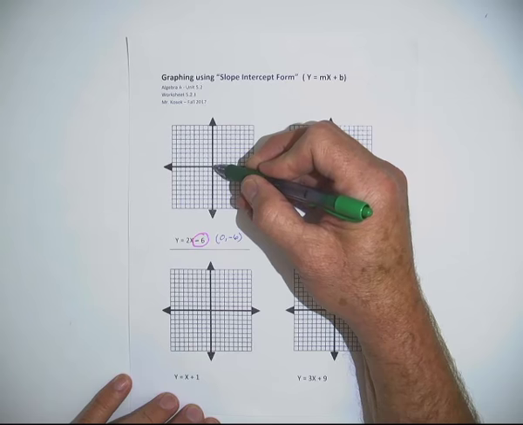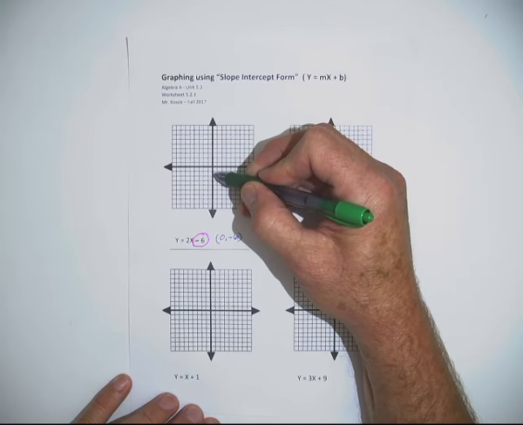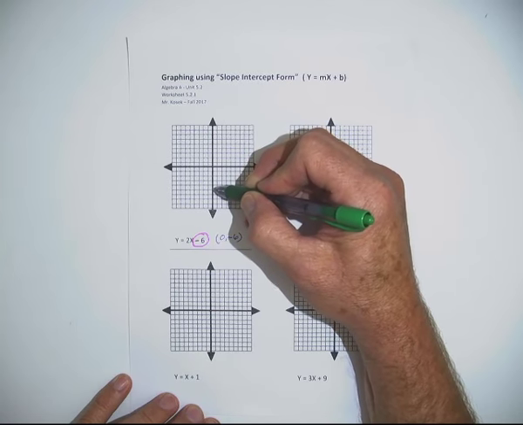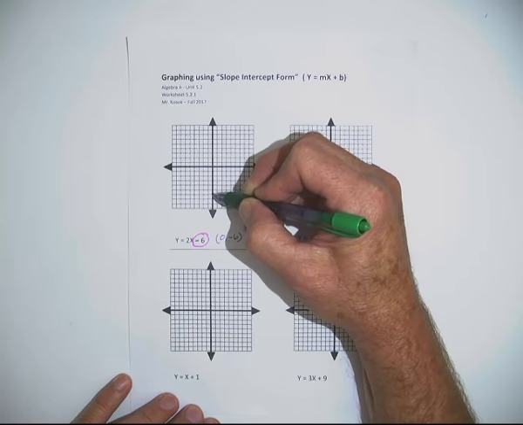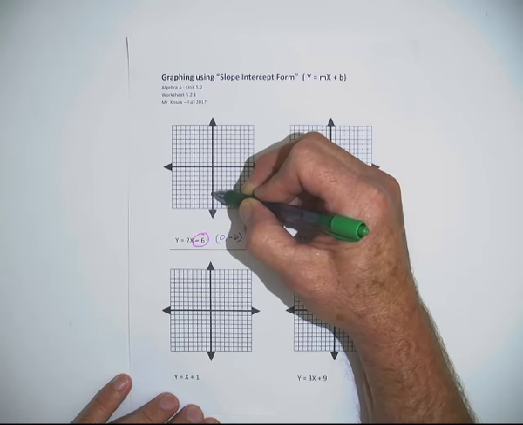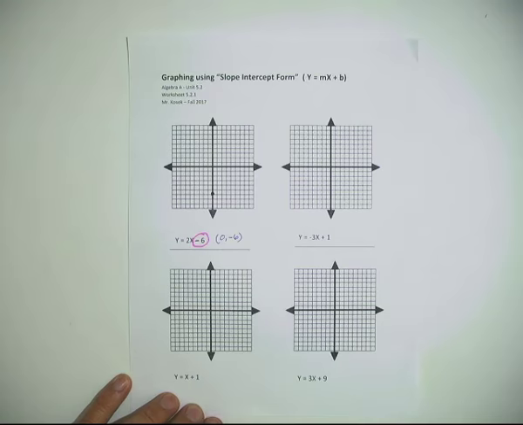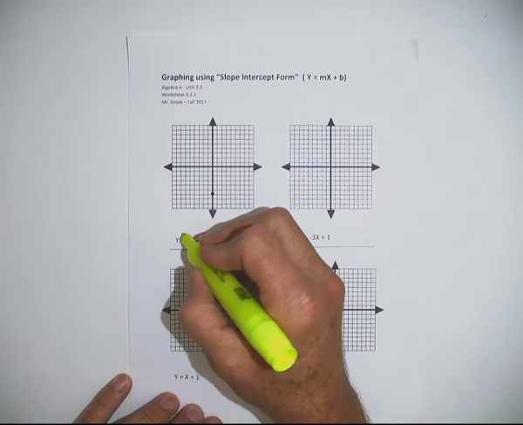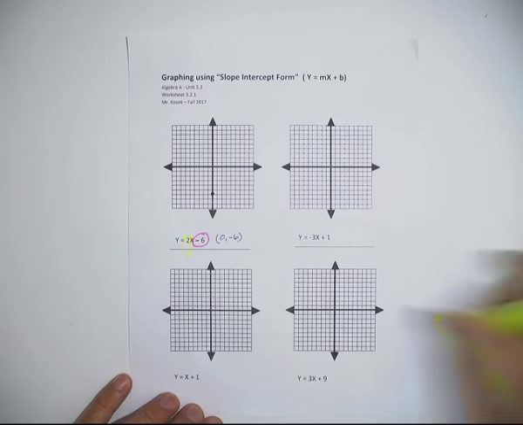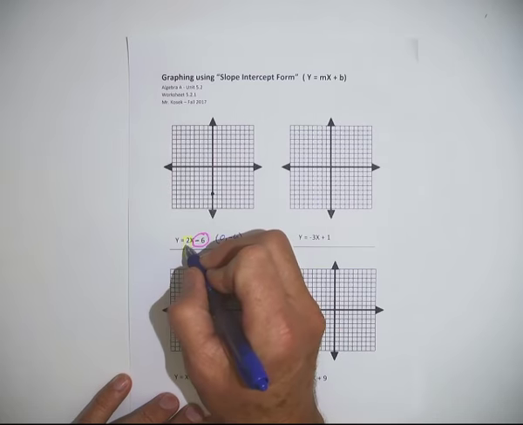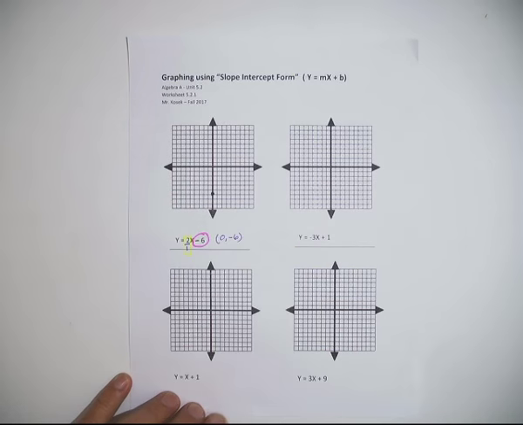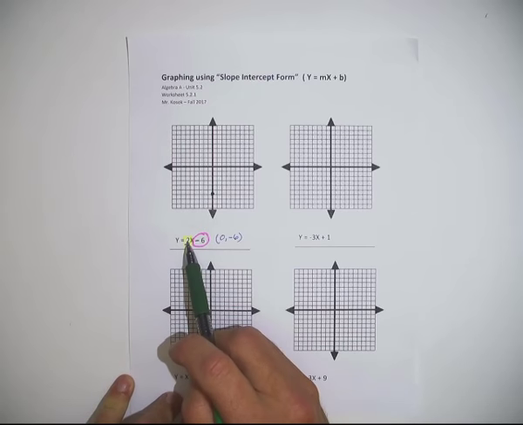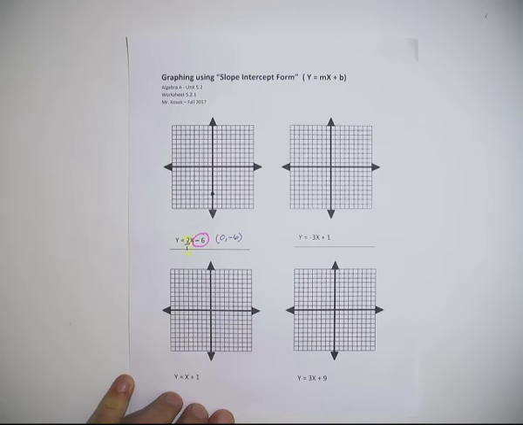So here's our origin. So we're going to move down 1, 2, 3, 4, 5, 6. That's minus 6 right there. Okay. Now our slope is 2 over 1. So from our y-intercept, we are going to move up 2 and over 1 to the right.